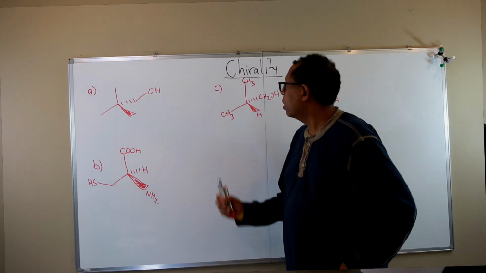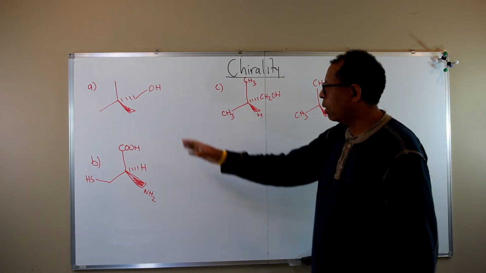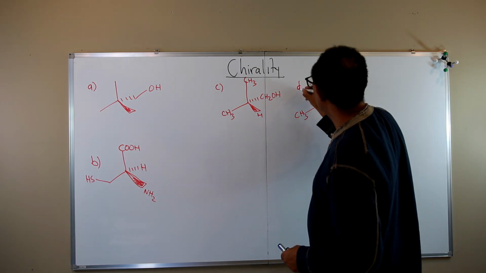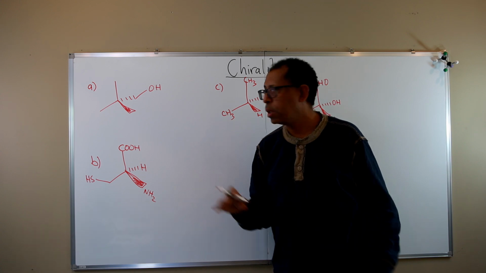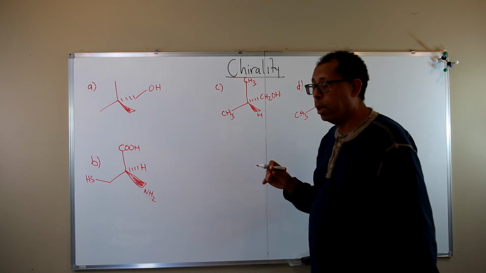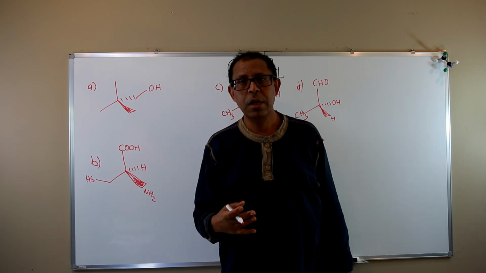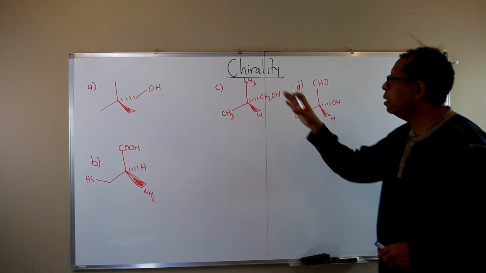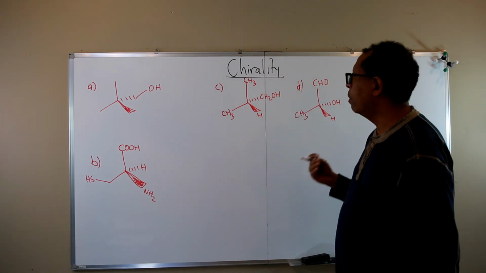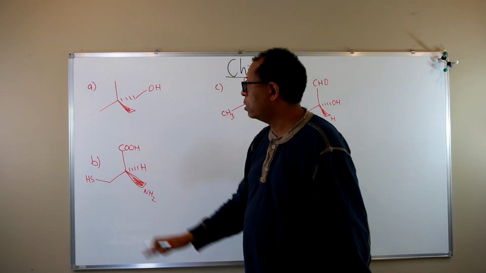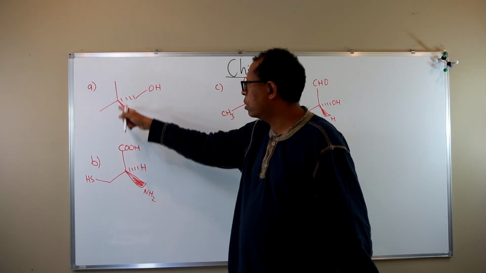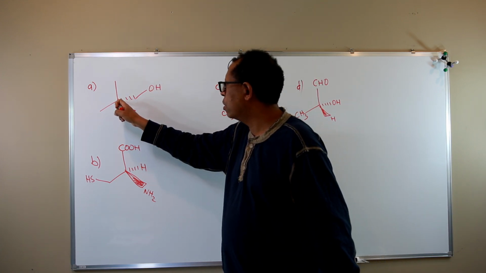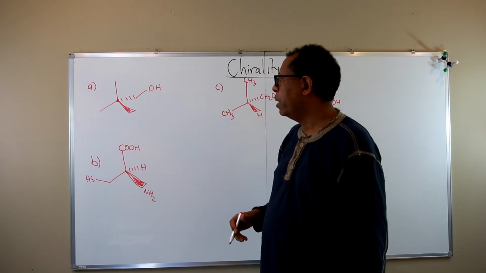Okay, we'll continue our discussion on chirality. So I have A, B, C, and D molecules just to discuss chirality. Chirality is when a compound has a stereogenic center and it's active against plane polarized light. We call that molecule a chiral compound. So if you start with A, this is the chiral center we'll be examining.